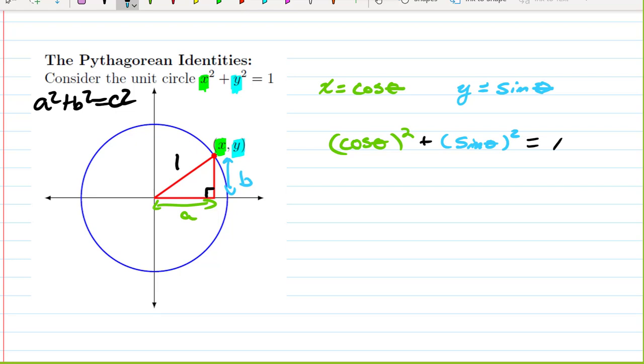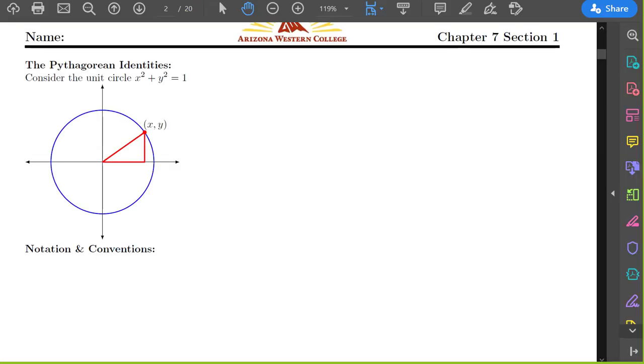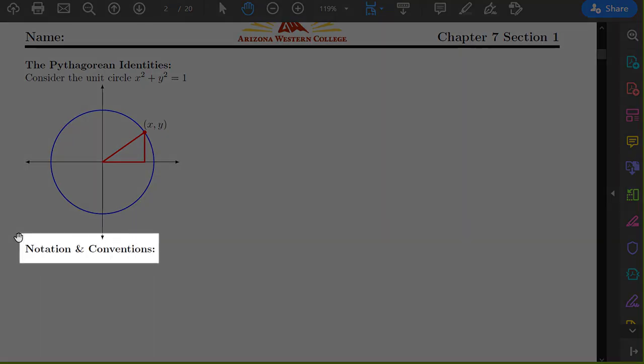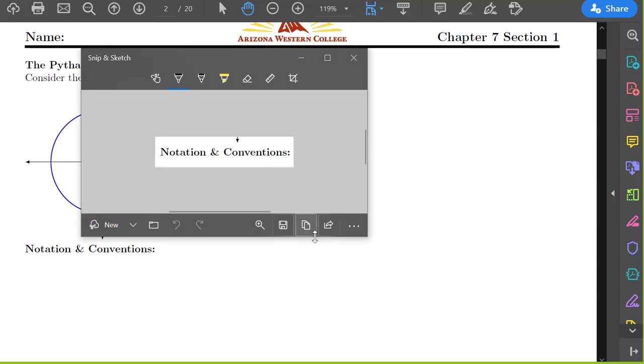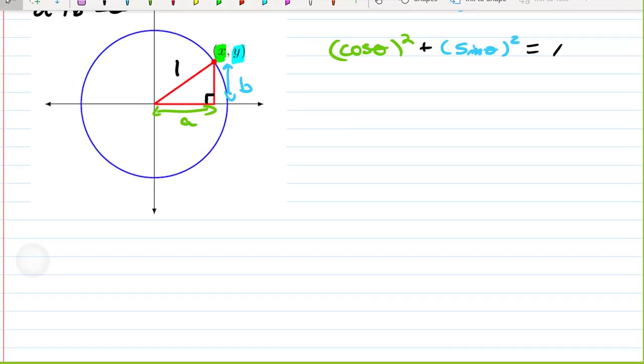We're going to come back to that, but before we expand, we do need to talk about some notation and conventions that we are going to use with trigonometric functions. So let's go on a sidebar for just a second.